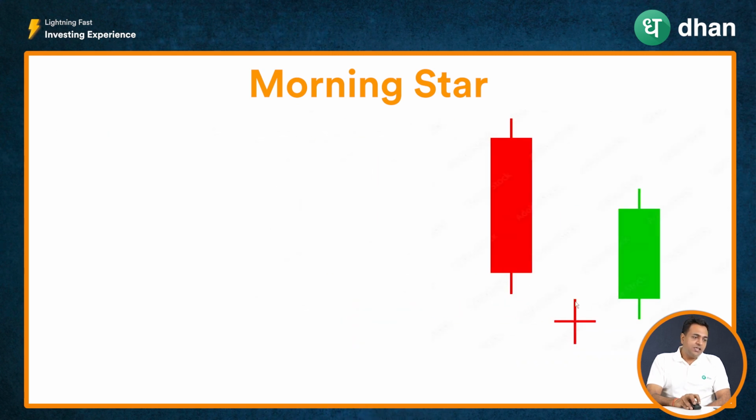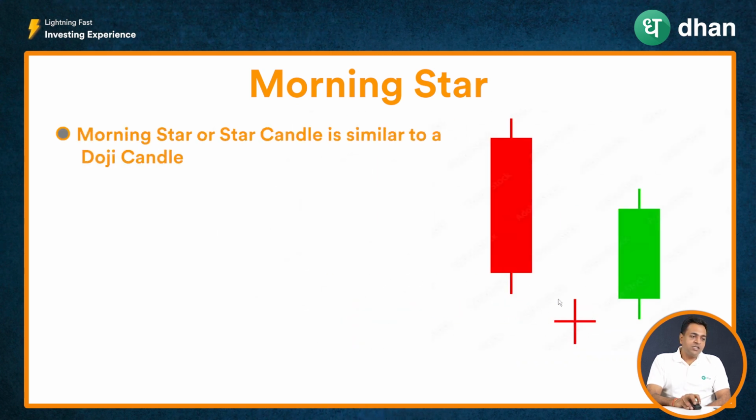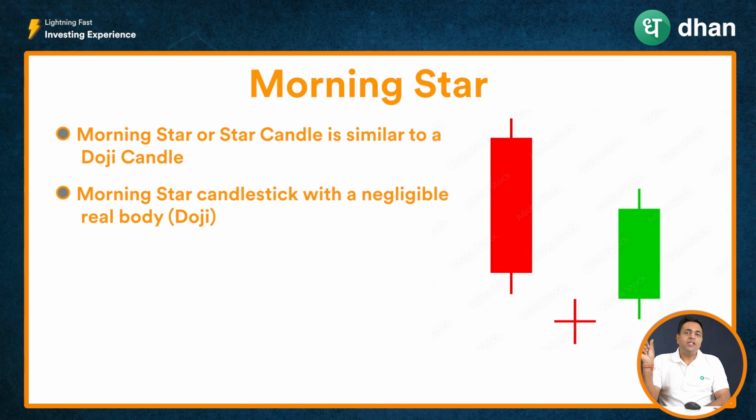In case this morning star candle, or the star candle, is similar to a doji candle, which means that the body of the candle is negligible and the open price is the same as the close price, then we call this variation a morning star doji formation. The interpretation remains the same.